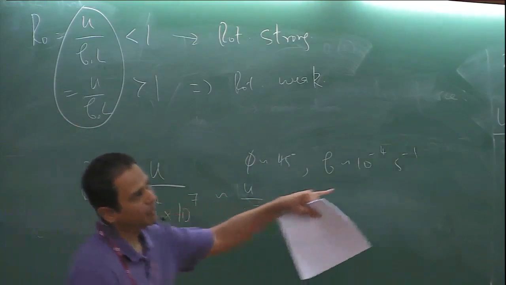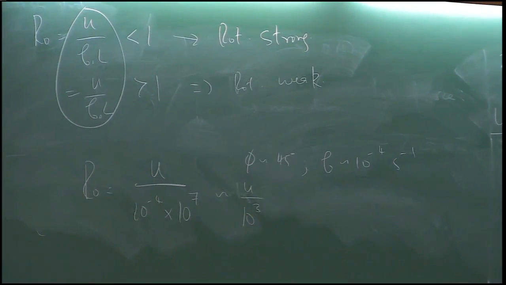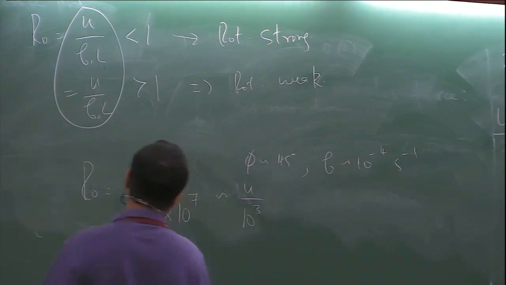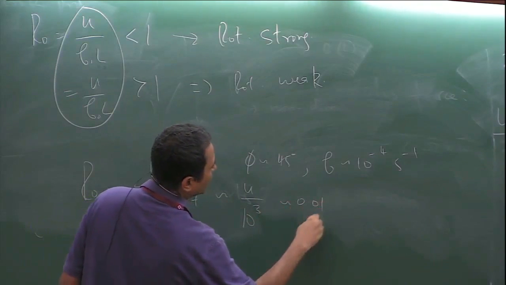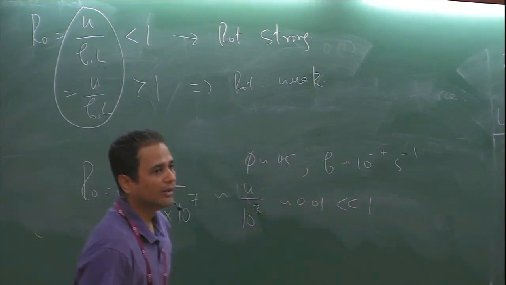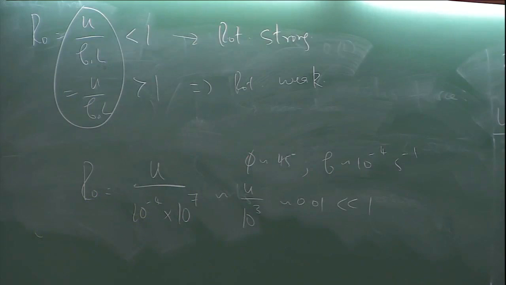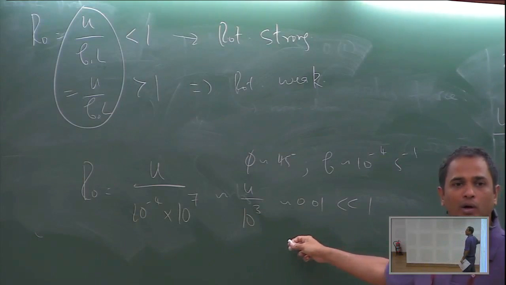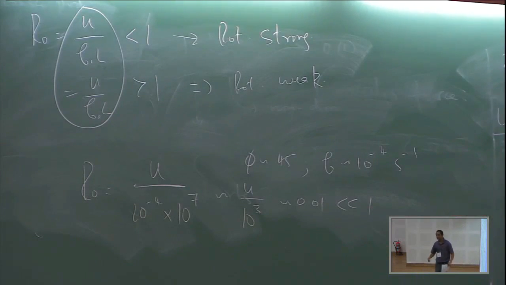Now, obviously, the speeds of these guys are nowhere near 10 raised to 3. In fact, near the surface, the speed is more like 10 meters per second is the upper bound that you will get. So if you put U equal to 10 meters per second, you're going to get approximately 0.01, which is much less than 1. So in fact, these subtropical highs are strongly controlled by the presence of rotation because the Rossby number is in fact very small.